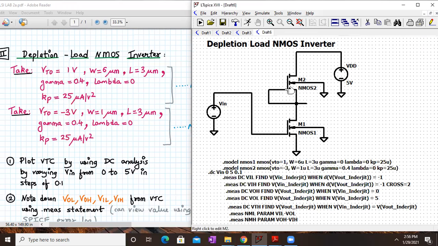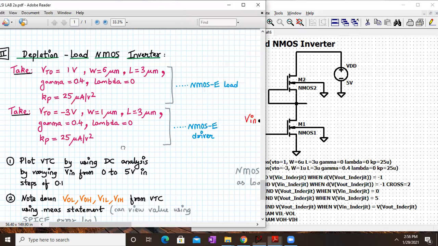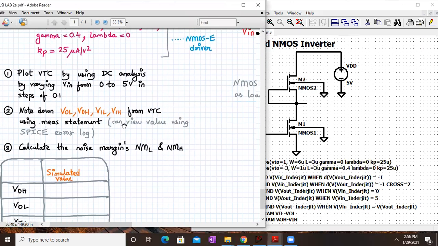Depletion load meaning the gate and the source terminal are tied together. Okay, the gate and the source terminal are tied together, and here the NMOS is the depletion type. Okay, not the enhancement type. So again, we have to vary the value of V in from 0 in steps of 0.1. Here it is, correct? And we have to note down the various critical voltages. So we have already done that.